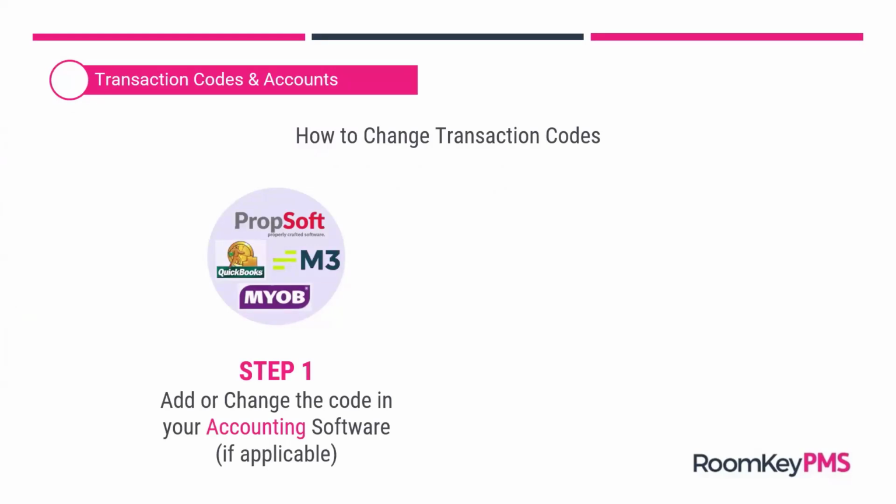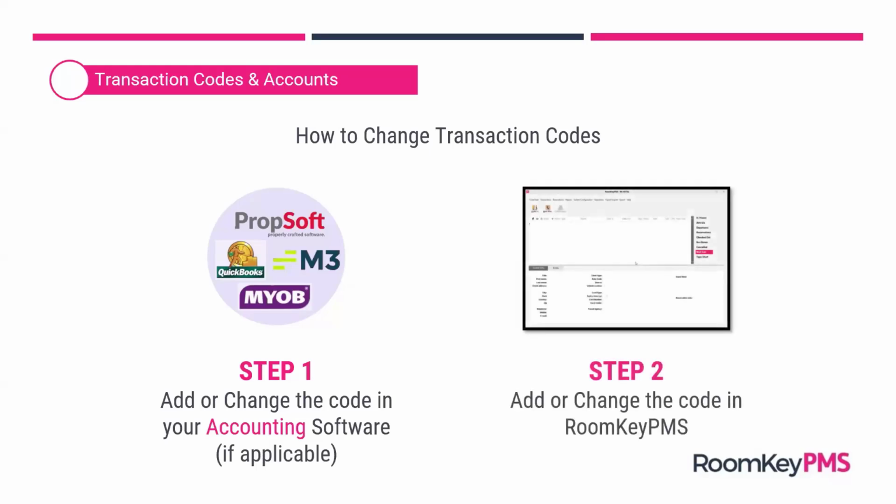This may not be applicable with some types of accounting software, or if your accounting software does not require transaction code information, you can actually skip step number one and go directly to step number two. Here I have a short video that'll show you how to add or change a transaction code in RoomKey.